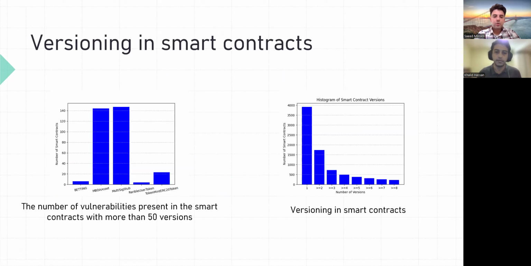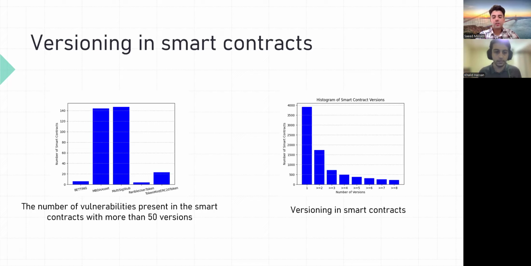And for versioning in a smart contract, of the dataset that we collected, we could find some smart contracts that have a lot of versions, usually more than 50 versions. The histogram on the left shows all the smart contracts with more than 50 versions, and these smart contracts, as we see, are really rare. Of all the smart contracts, only 5 had more than 50 versions.